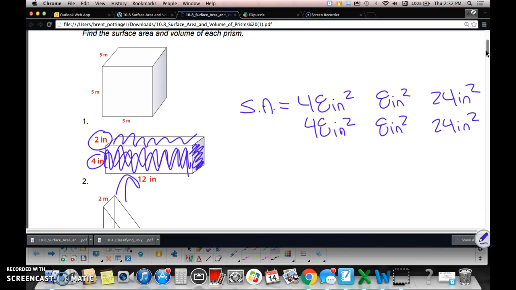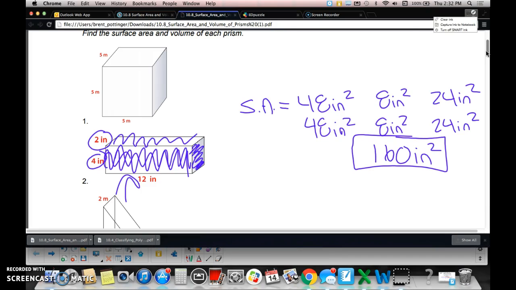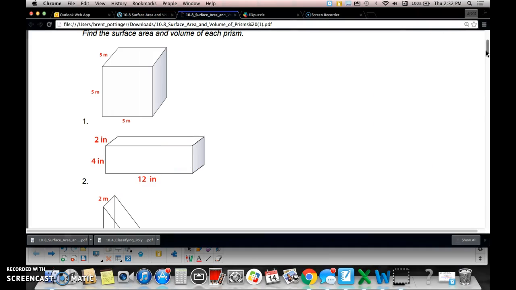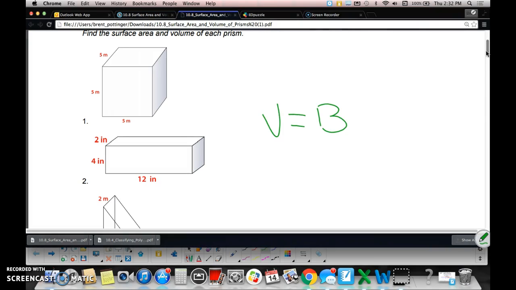And for surface area, we add all of these up, yes or no? Yeah. And what is 48 plus 48 plus 8 plus 8 plus 24 plus 24? The answer is 160 inches squared. We got that? Yeah. Okay, so we're going to get rid of all of that data, and now we're going to do volume. Volume is capital B times H. What does capital B stand for again? Area of the base.